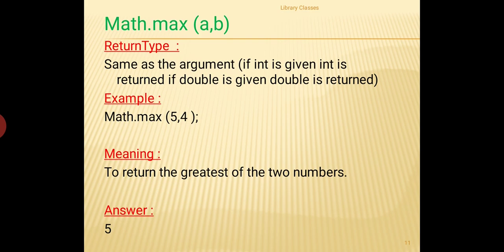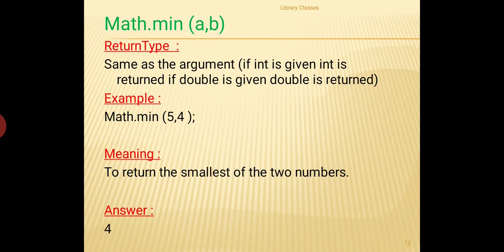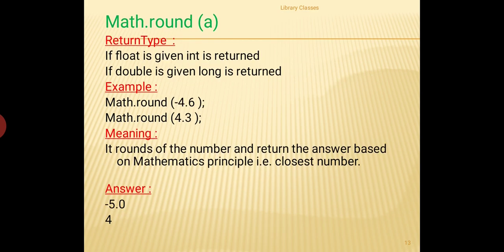Next one is math.max. Max is the maximum number. If we compare two numbers here, it will return the largest, the greatest number. It is the same as the previous one: the return type depends on the values that we give. If we give two integers, the output will come as int. If we give two doubles, the output will come as double. Next one is min, the minimum number. Same counterpart, it will find the smallest number, and the return type is also based on the input.